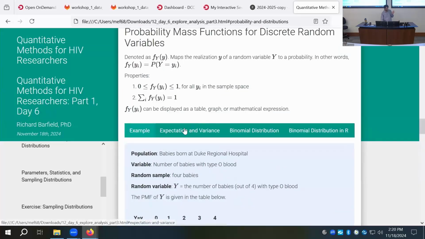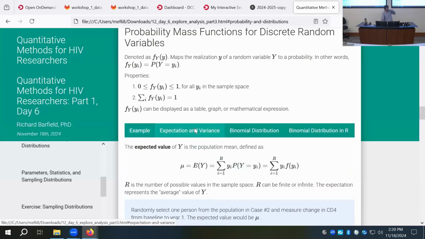Oh, sorry, I forgot about the expectation and variation parts of this. I apologize. So we're going to step back and go back to the probability mass function. I apologize, people. These slides look so nice, but then I forget about the tabs within the tops. All right, so we're going to go back to expectation. Sorry about that, everyone on Zoom. We're going back to the density function.